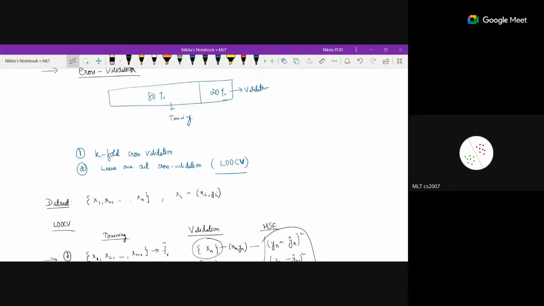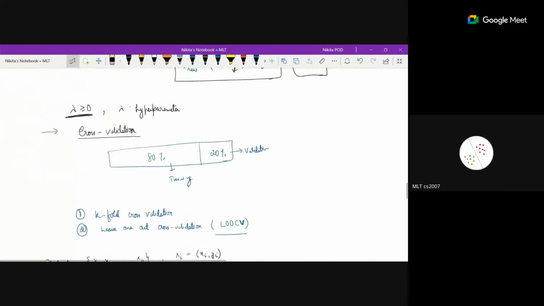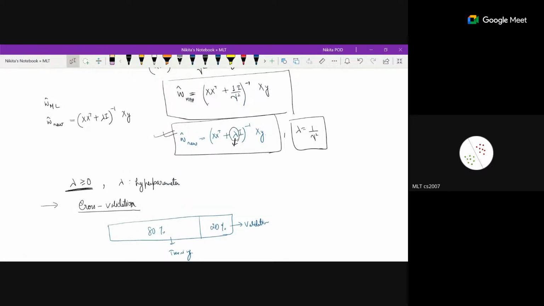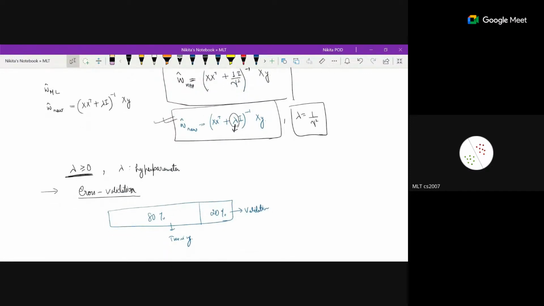Okay, so we have not... How is it linked to that? Okay. So see, lambda is what we have to find out, and to find the best lambda, you have to use the cross validation.